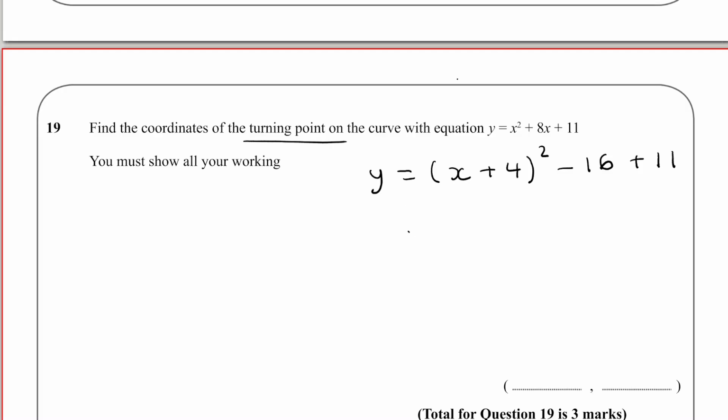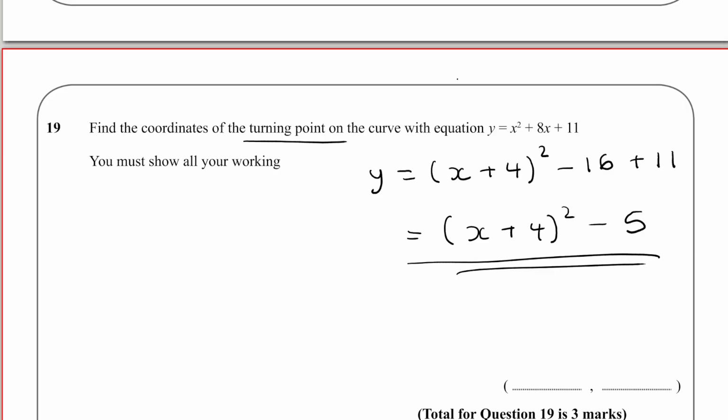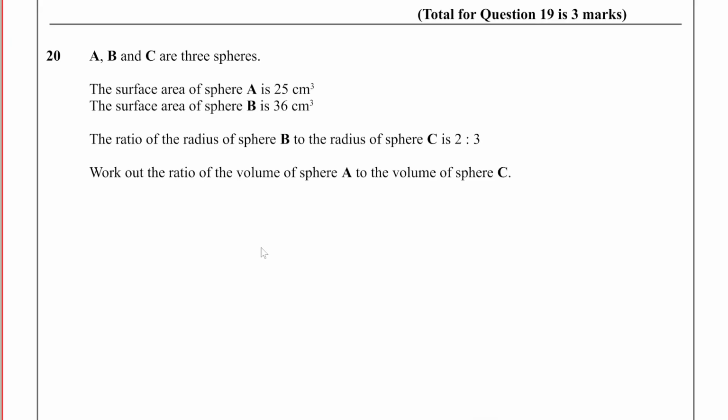And simplifying, we've got x plus 4 squared minus 5. So x plus 4 squared minus 5 is the same as x squared plus 8x plus 11. But the good thing about it is we can use this to work out the turning point. So the smallest thing we can possibly get is when this bracket is equal to 0. That's when x is negative 4. And when x is negative 4, y is negative 5. So our turning point is at (negative 4, negative 5).